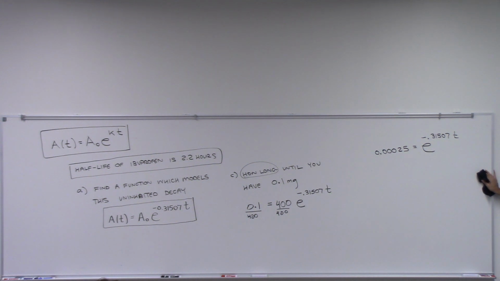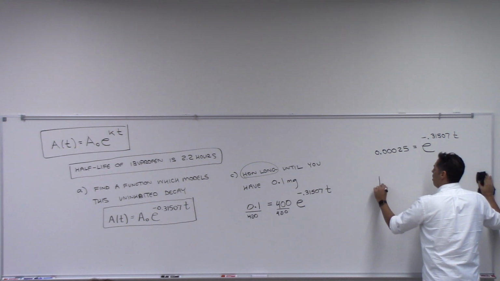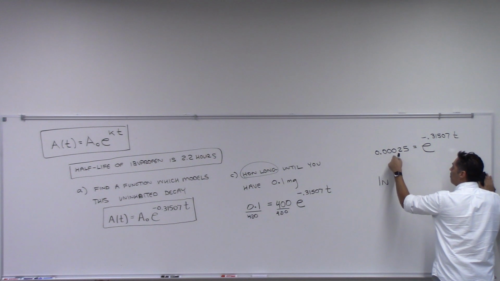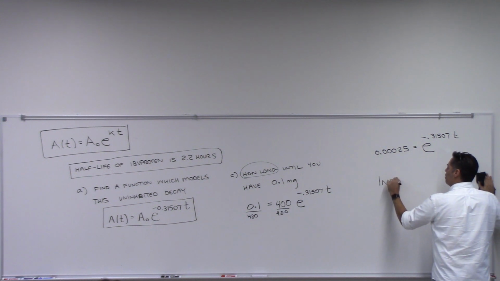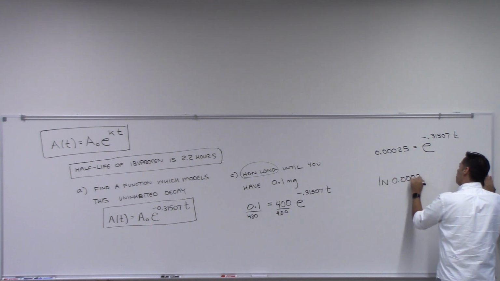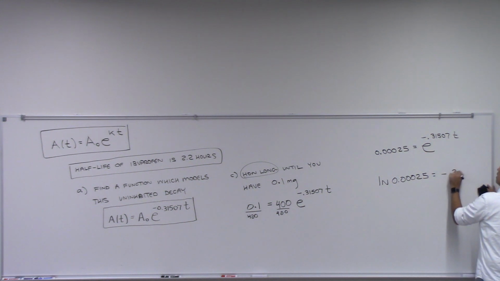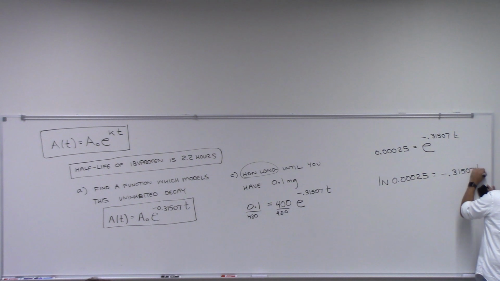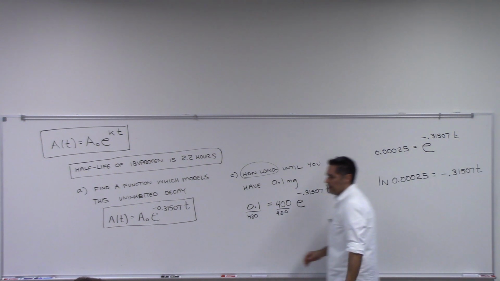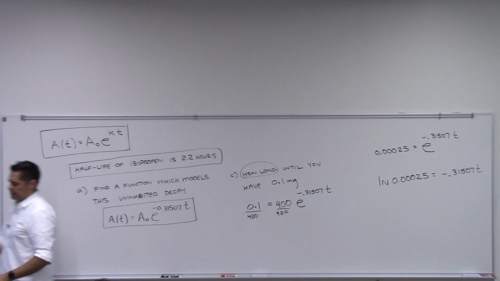Now, log, right? Rewrite this as a log. So it'll be natural log of this, right? Natural log of 0.00025 must equal that exponent, negative 0.31507 t. Calculator time.